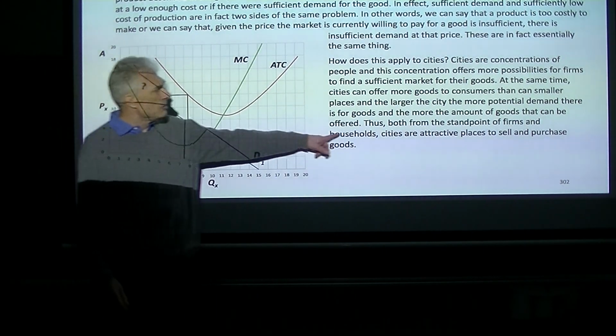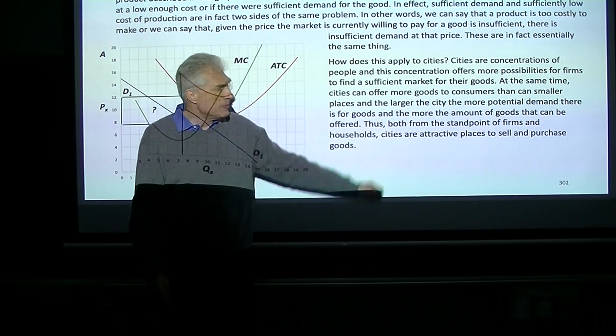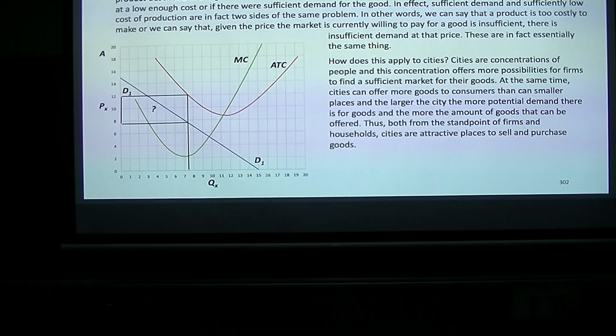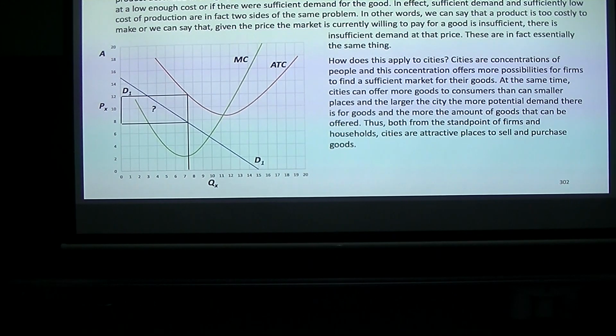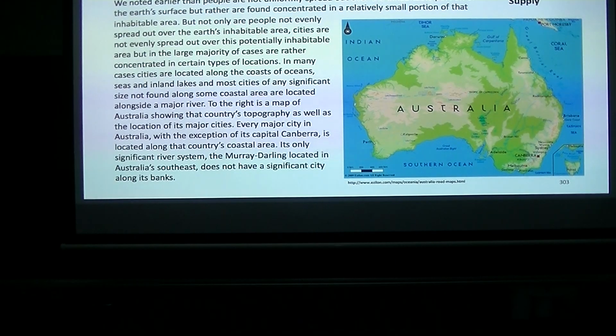So both from the standpoint of firms and households, the cities are attractive places to sell and purchase goods. That's one of the major reasons why cities exist, because of the market size, and that's not going to change no matter how the changes in retailing go. A big city is going to be a place with a concentrated market. You can ship more goods there. It's easier. There's a bigger market. That is going to exist no matter what kind of changes Amazon and whatever else brings to the market.